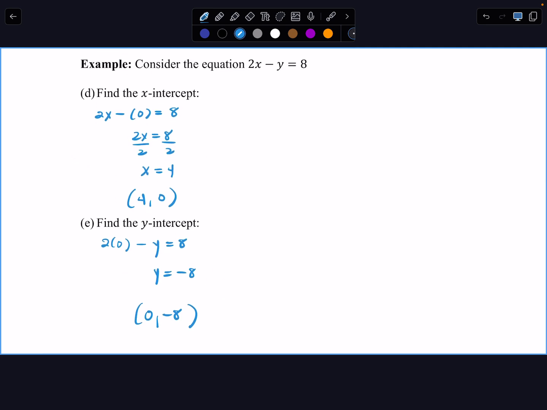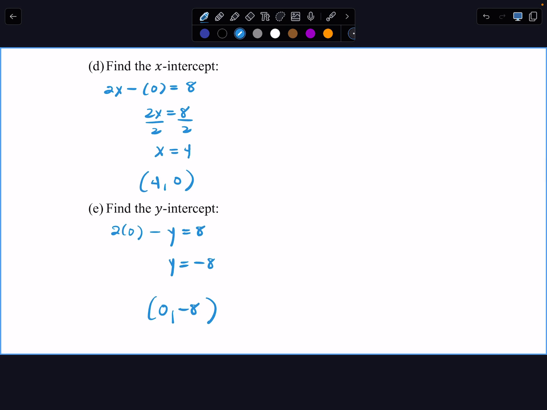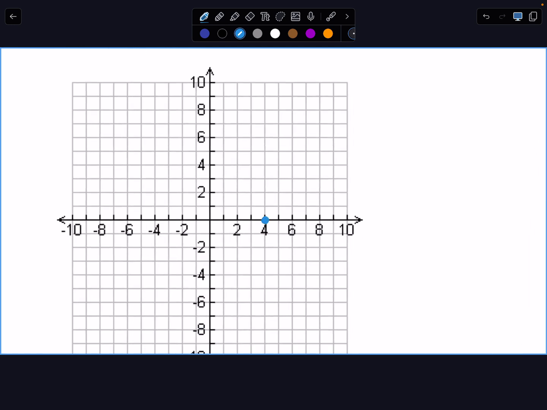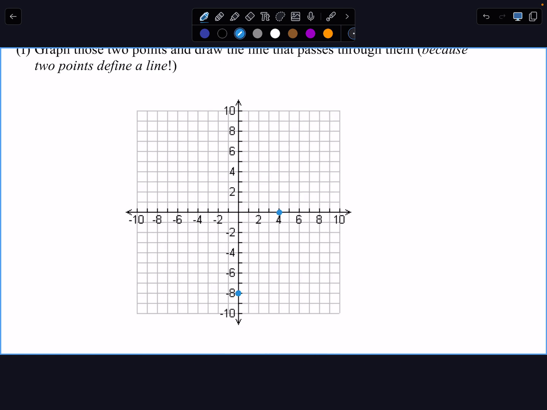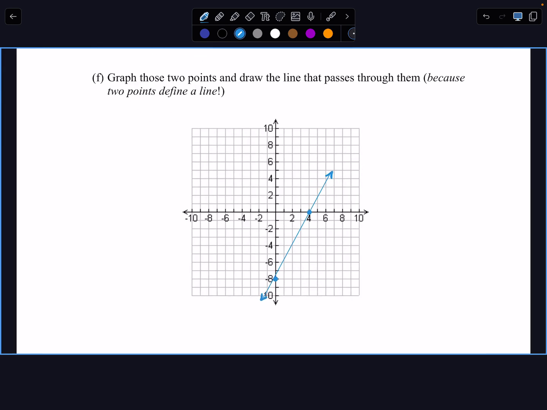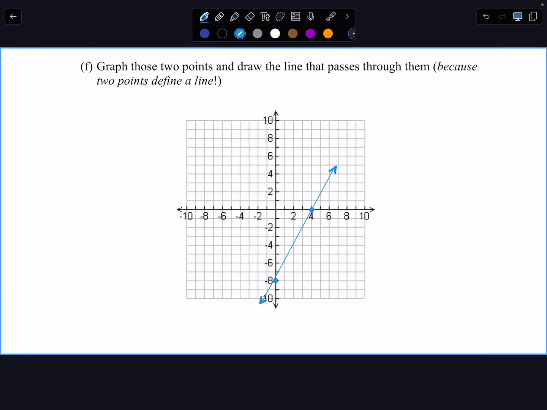Did you guys get your x and your y intercepts? Yeah. Elliot, what'd you get for your x-intercept? (4, 0). Okay. Lucas, what'd you get for your y-intercept? (0, -8). I agree. Okay, so then just plotting each of those points. So (4, 0), (0, -8), and then just drawing the line that passes through those 2 points. Easy peasy lemon squeezy.